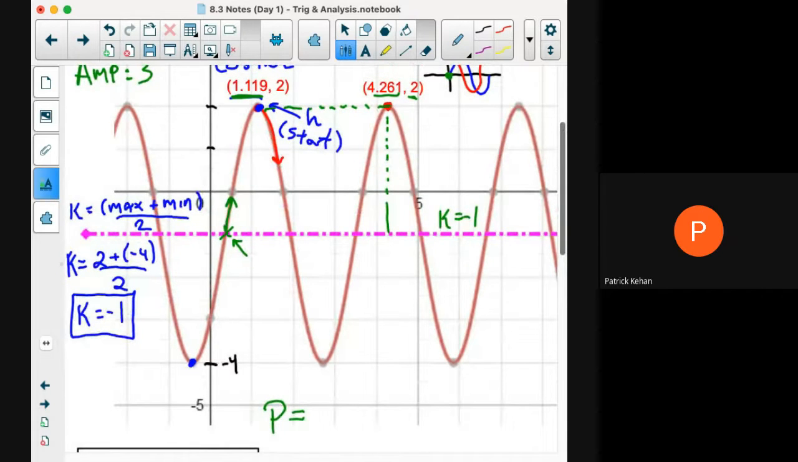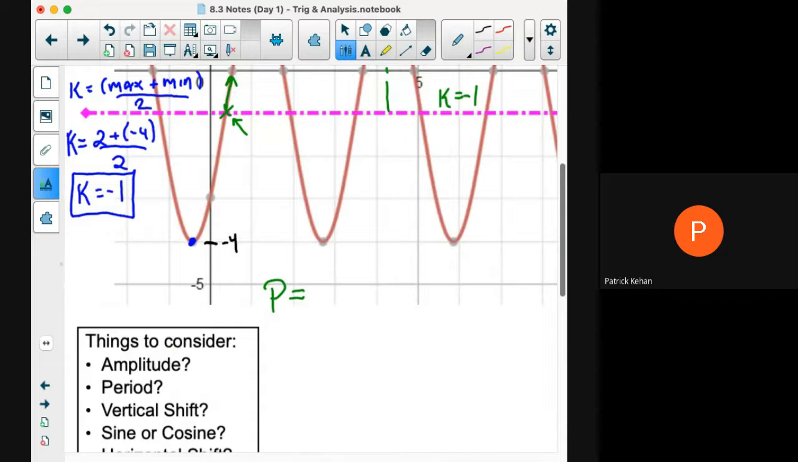So our period is going to be 4.261 minus 1.119. Grab your calculator and take that calculation. 4.261 minus 1.119 equals 3.142. It's very close to pi. We're going to leave it at 3.142 at the moment, and then I have my period.